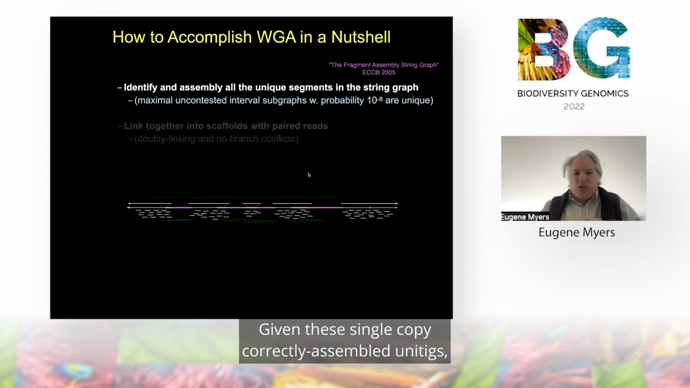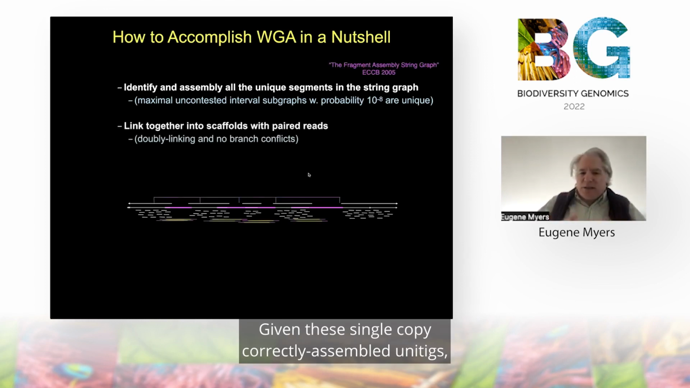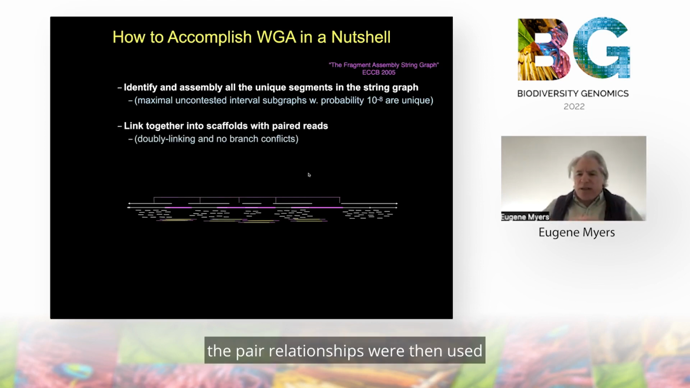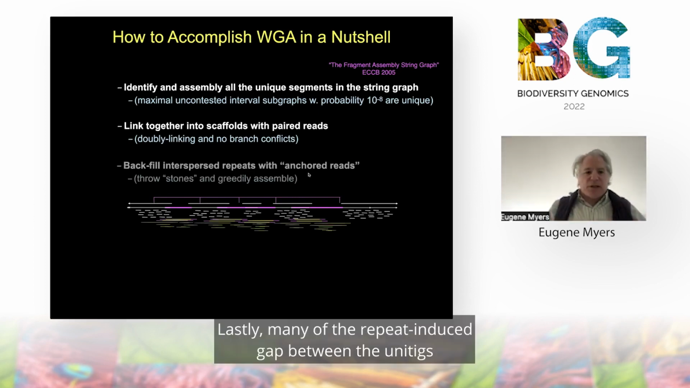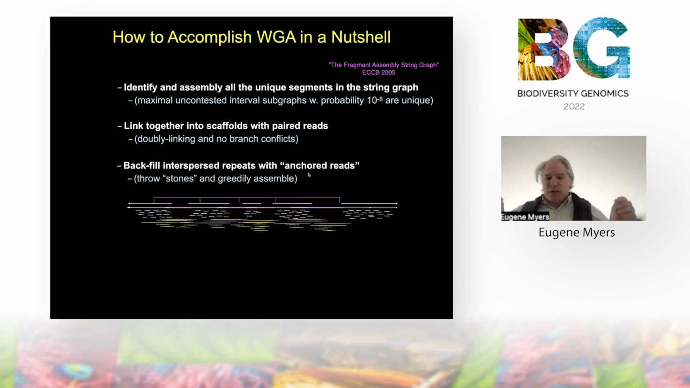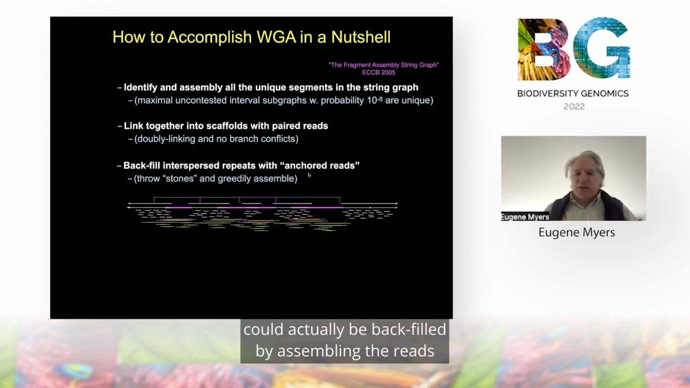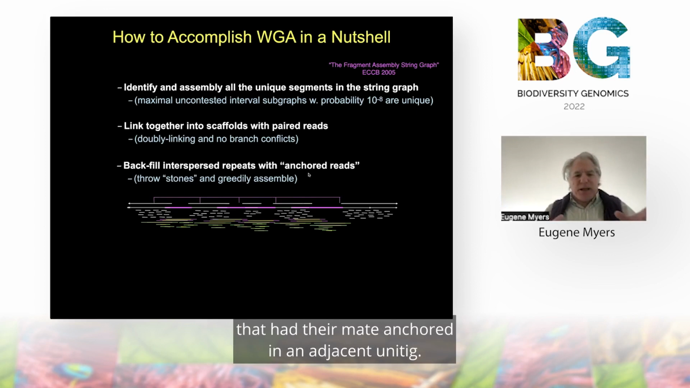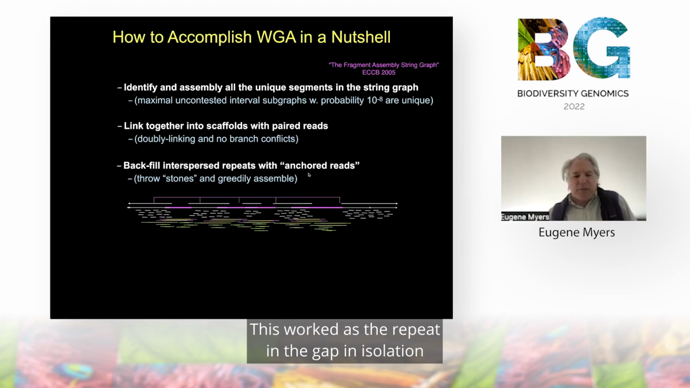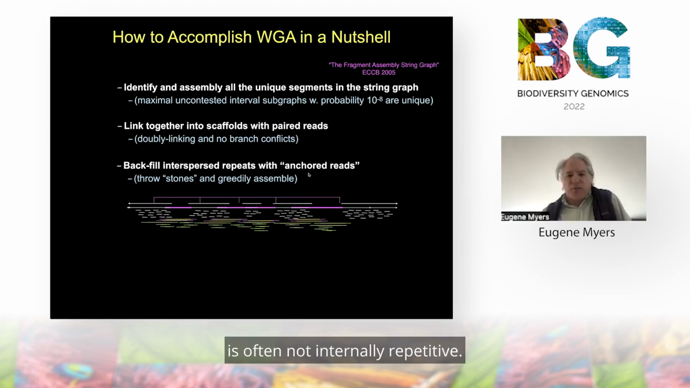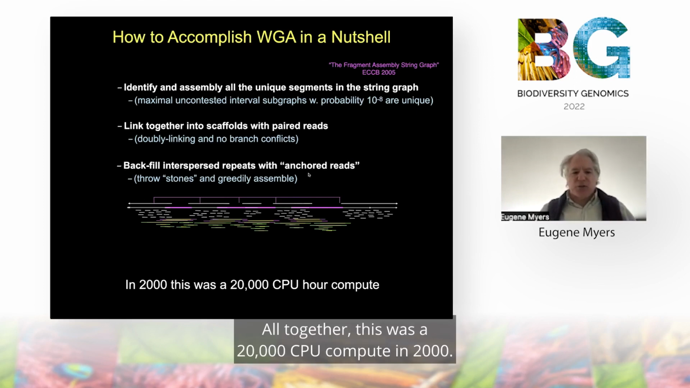Given these single copy correctly assembled unitigs, the pairing relationships were then used to link them into long scaffolds with very high reliability. Lastly, many of the repeat-induced gaps between the unitigs could actually be backfilled by assembling the reads that had their mate anchored in an adjacent unitig. This worked as the repeat in the gap in isolation is often not internally repetitive. Altogether, this was a 20,000 CPU compute in 2000.